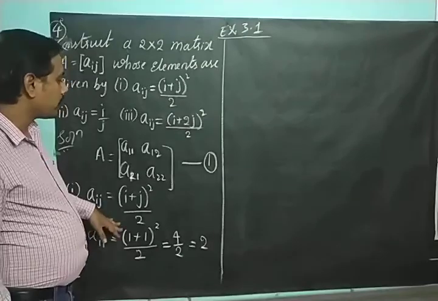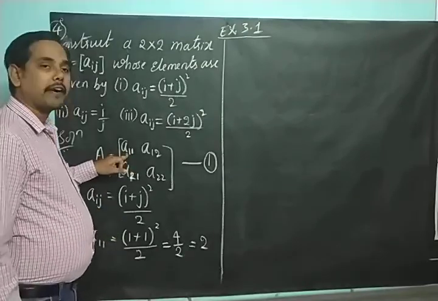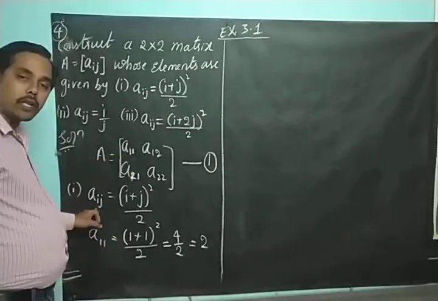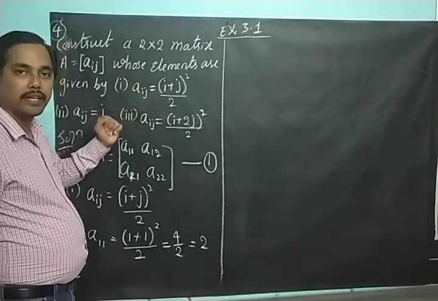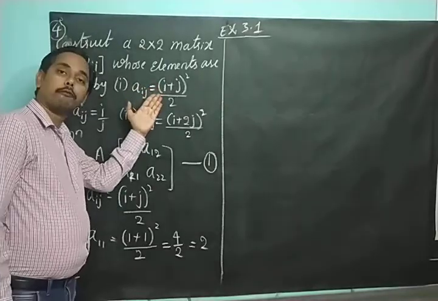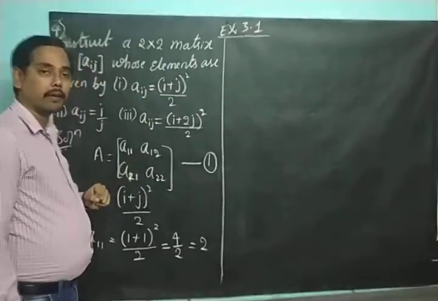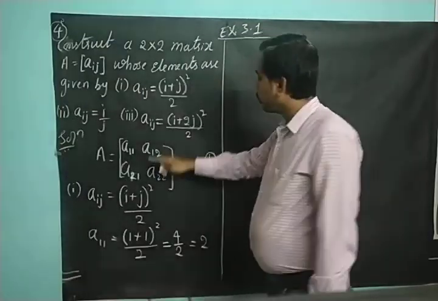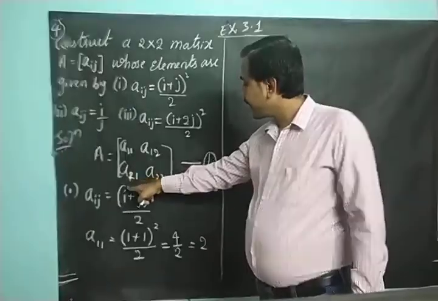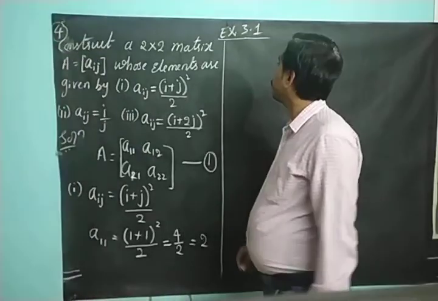So in order to find A11, substitute I as 1 and j as 1 in the Aij formula which is given here. Then for this particular form you will get the value of A11. Similarly, we also need to find A12, A21 and A22.